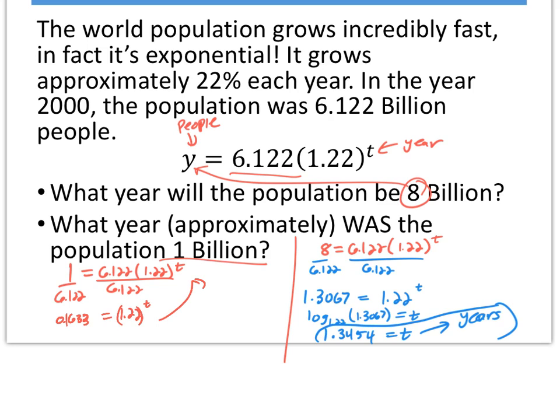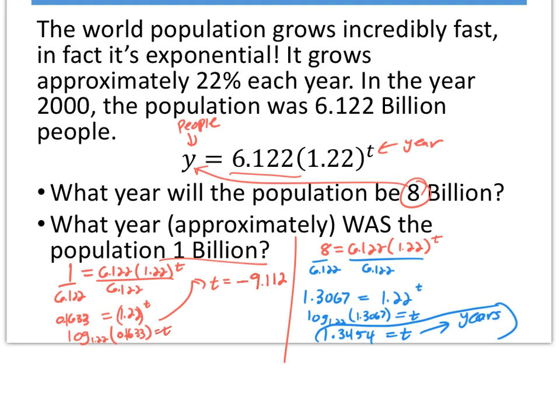And in a calculator, t is going to equal, sorry, I should have done the log. I need to do the log. Log base 1.22 of 0.1633 equals t, and t is going to equal negative 9.112, let's call it. Well, that doesn't make sense.